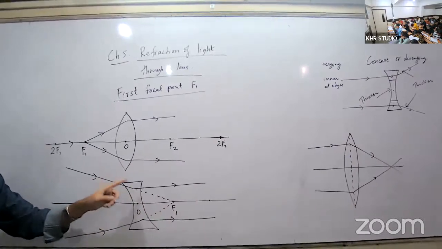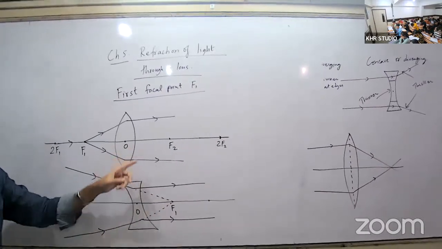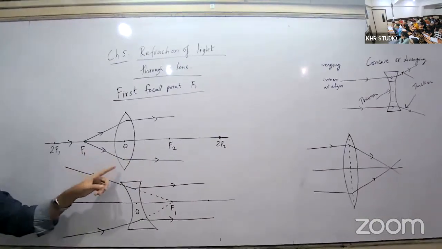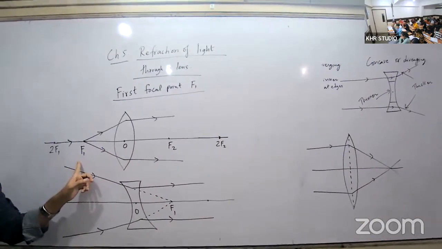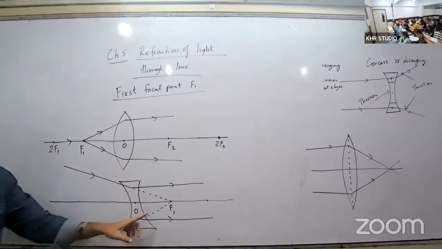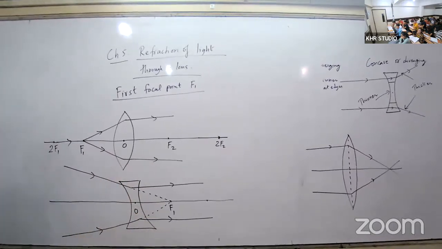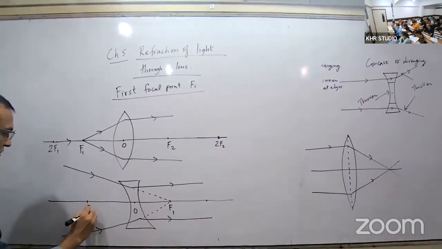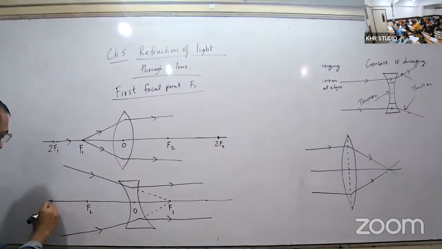So you have to keep this in mind. Whenever you draw the ray diagram, the order matters: for a convex lens, F1 will be on the left side. For a concave lens, F1 will be on the right side. So here, what will it be then? The other is F2. So here F2 and 2F2.